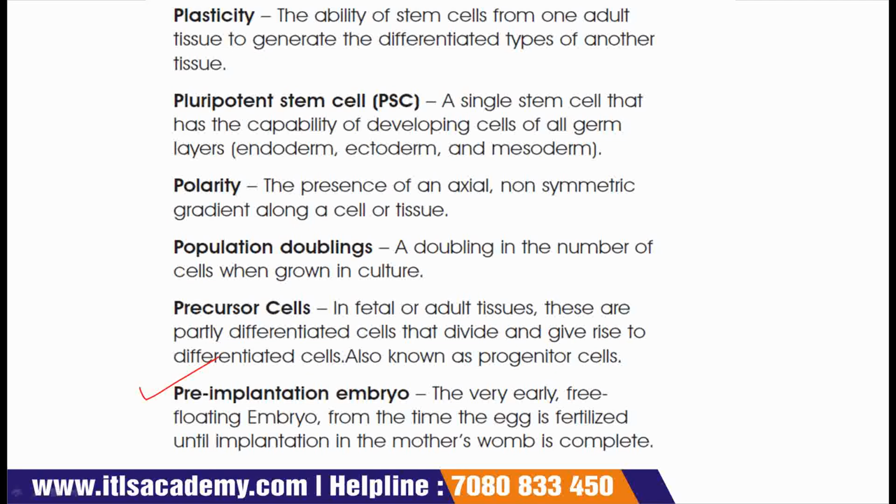Next term is pre-implantation embryo. As the name indicates, this term has the prefix pre, which means before something. So here pre means before implantation. What is implantation? Implantation is the attachment of the embryo to the uterine wall. So before implantation, in the pre-implantation embryo, we are going to see the properties of the embryo just before implantation in the uterine wall.